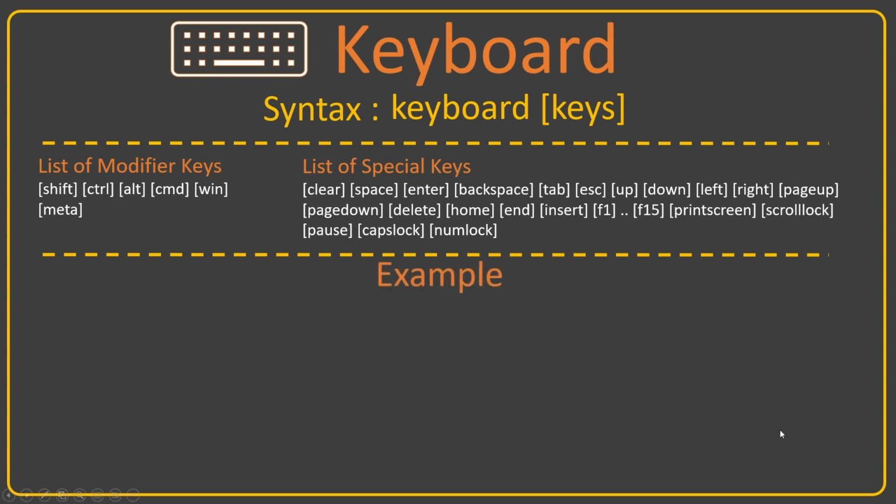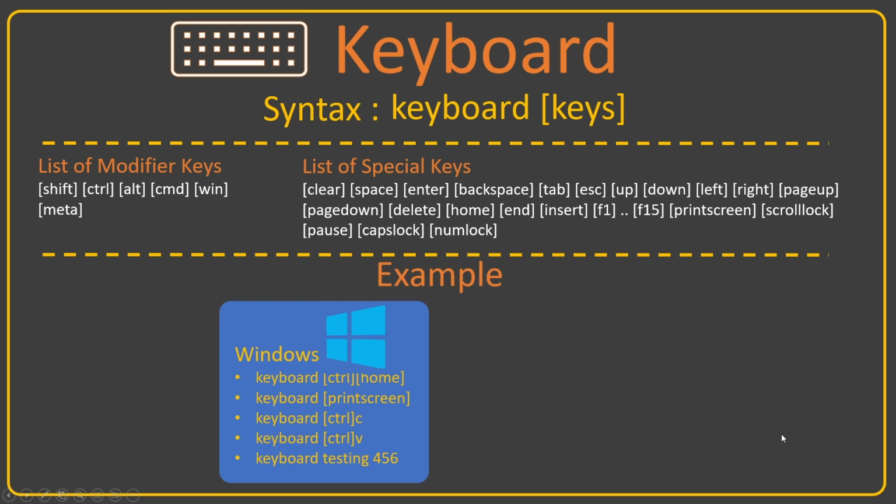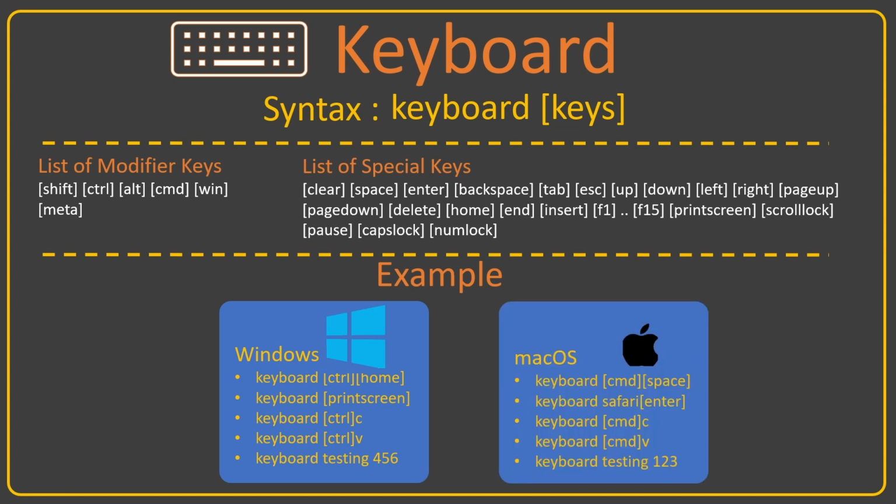This can be used as an example, like for Windows, it looks like keyboard, control, home, plus home, or control print or print screen. Keyboard, and say print screen will just perform print screen. You say control C, control V, copy, and then you can just say keyboard testing 4, 5, 6. Basically, it will enter 4, 5, 6 as a text from the keyboard. It will just type it. It emulates type. And in Mac, same thing can be done, which is command plus space, Safari, enter, command C, command V, testing 1, 2.